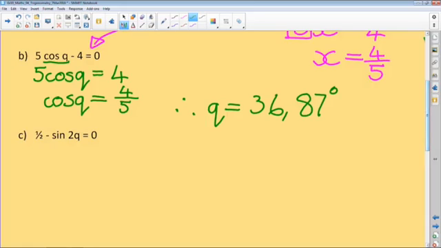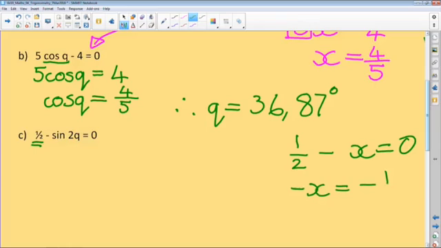Okay, the last one would have scared a few people because of that fraction. But there's no reason to be scared of it. Why? Because it's just a fraction. So, if we want to get the girl, and in this case, the girl is sine 2q, let's write it as a normal equation over there. We would take the half over, so we're left with negative x is equal to negative half, and then we would get rid of the negative, and x is equal to half. But it's not an x, it's actually sine 2q. So let's do it over here.